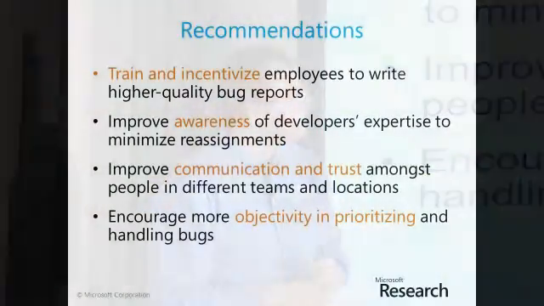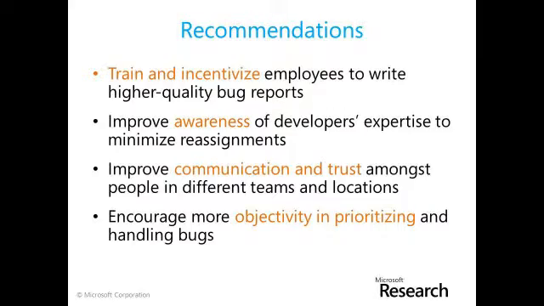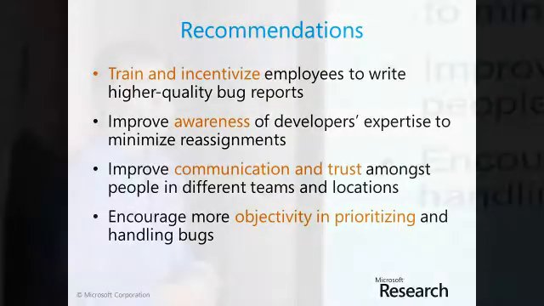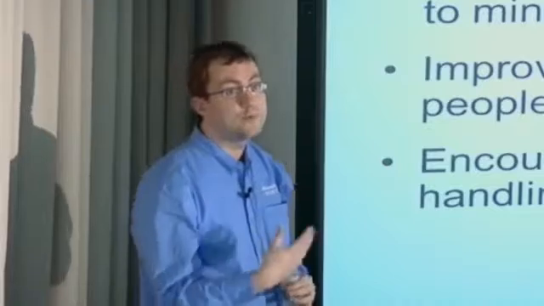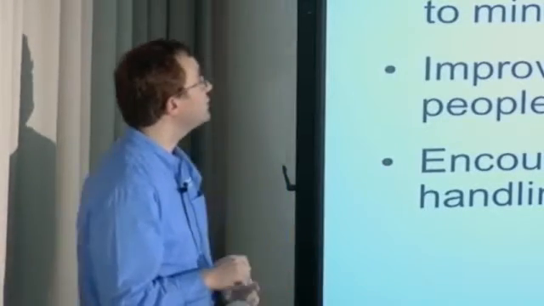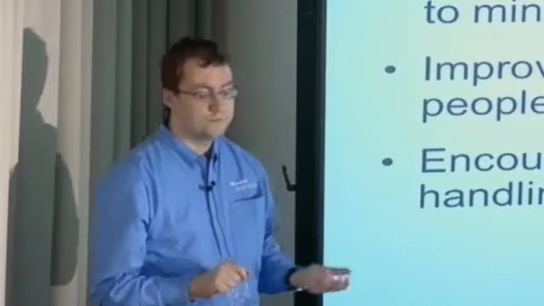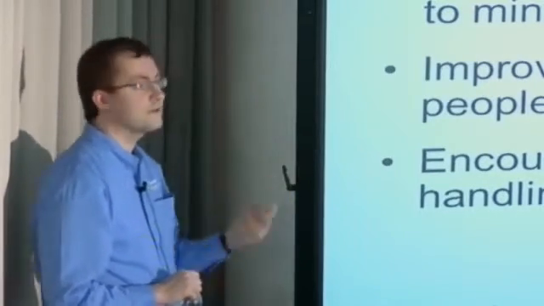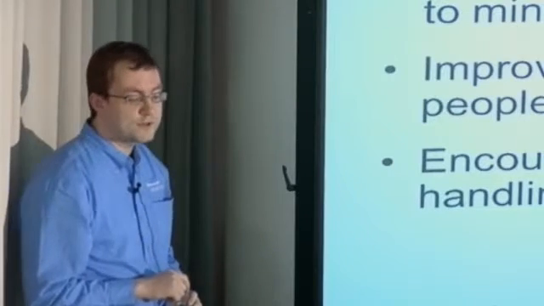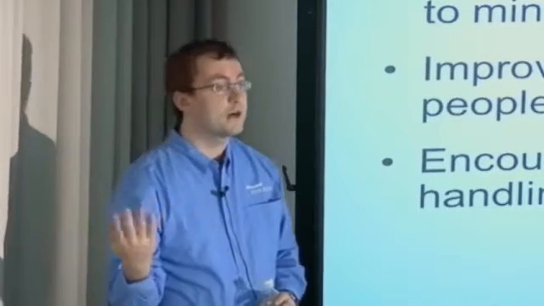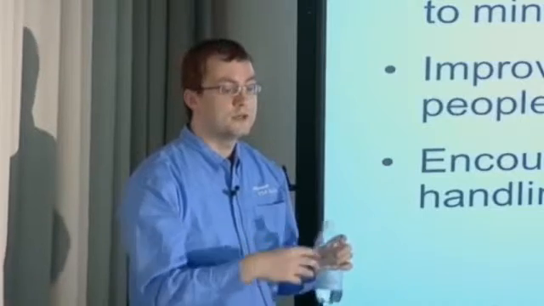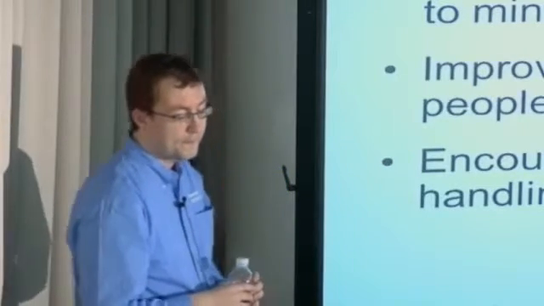What came out of this research was a set of recommendations for how to improve the bug triaging process. One was that there needs to be some training for employees to write high quality bug reports. And not only training, you also need some incentive. What some open source projects did was have a special prize for the best bug report.